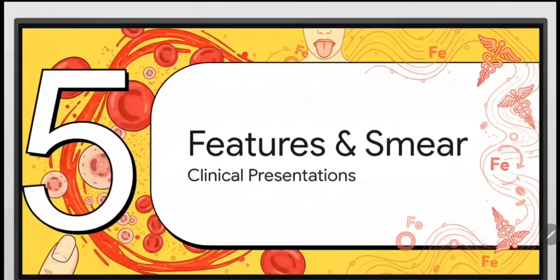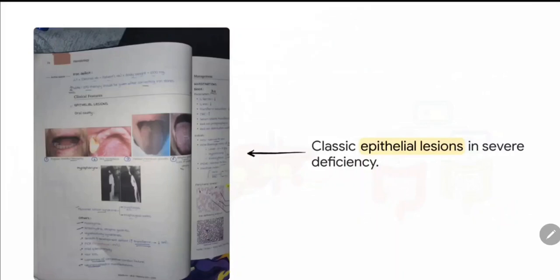Let's move to Section 5, Clinical Features and Smear. What do these patients actually look like in your clinic? Observe these classic epithelial lesions. This is exactly what you must look for on your physical exam. You'll see angular cheilitis at the corners of the mouth, a very smooth atrophic glossitis on the tongue, and if you do a barium swallow, the characteristic esophageal webs of Plummer-Vinson syndrome. These patients will classically complain of dysphagia, so watch out for that.